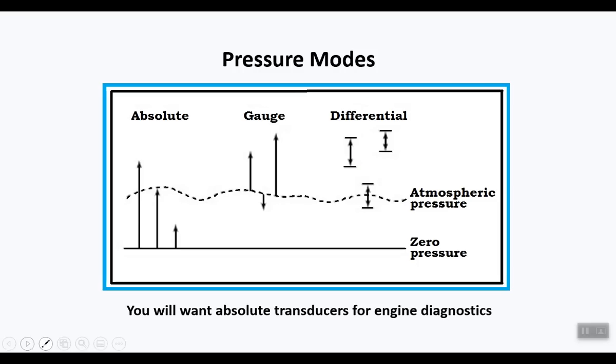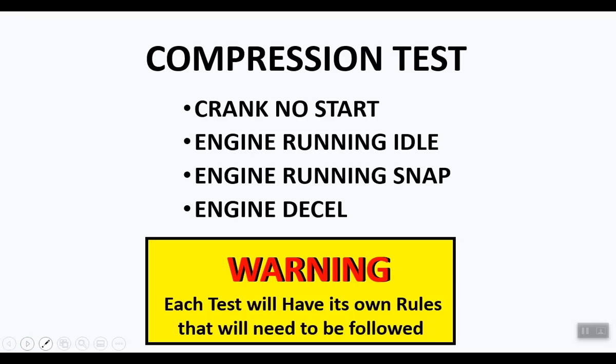That would be a different type of system that would use this. Now, when we're doing these compression tests in the internal combustion engine, we always want to make sure that we do all the tests and be aware that each one of these tests will have its own rules that we'll cover during this class. So a crank no start will have a different rule set than an engine running at idle. And an engine running snap, that's where I'm at idle and I snap the throttle wide open, will have a different set of rules than the crank no start or the engine idle.